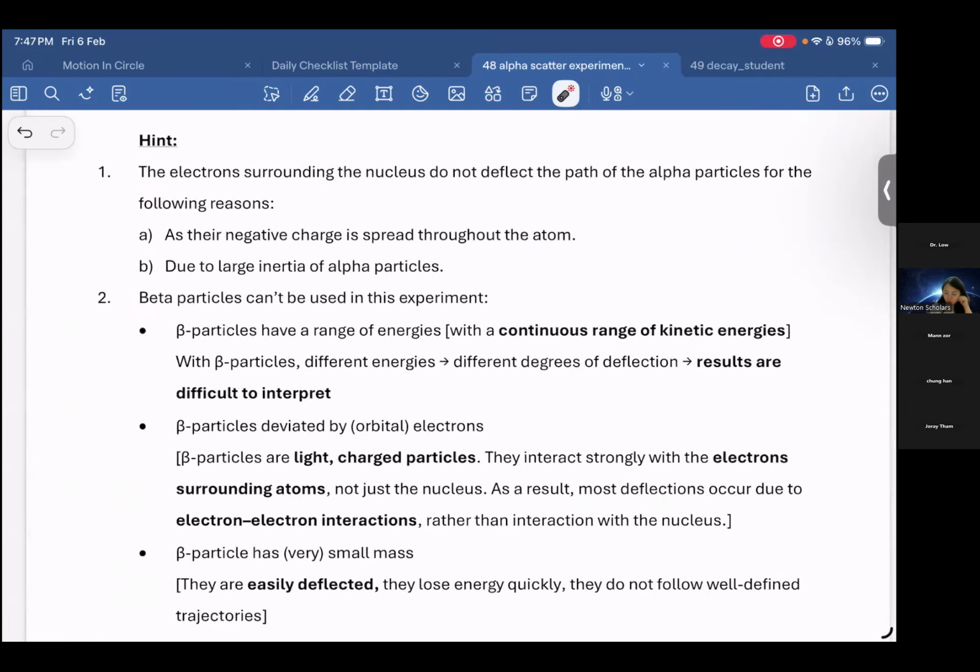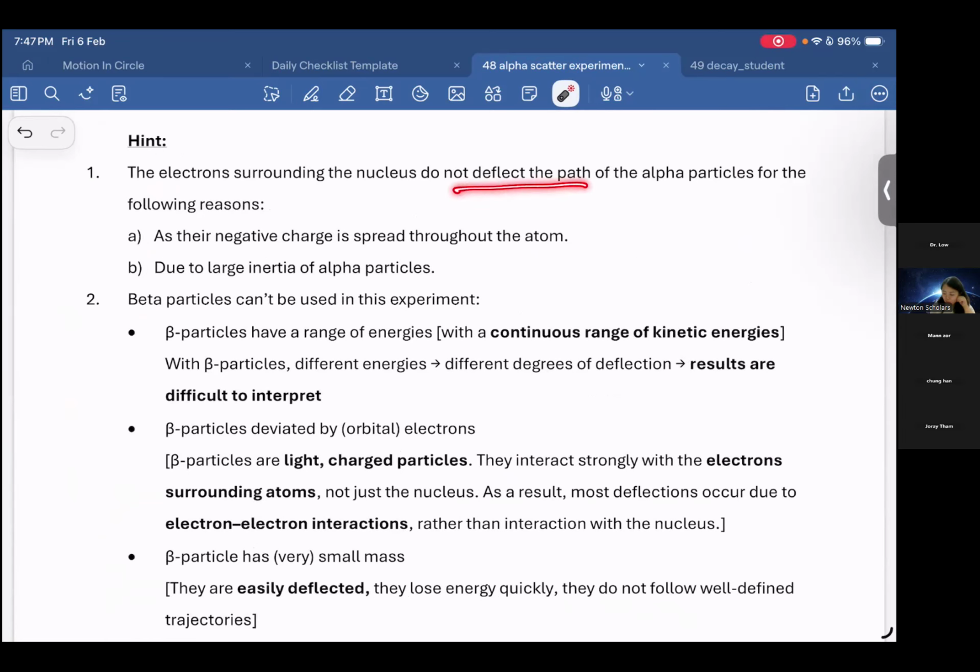The electrons surrounding the nucleus do not deflect the path of the alpha particle for the following reason. There are electrons surrounding it, but they don't affect the alpha particle. Why? Because their negative charge is spread out throughout the atom. And the mass of the alpha particle is big, bigger than the electron, because alpha has two protons and two neutrons. Greater mass means greater inertia.